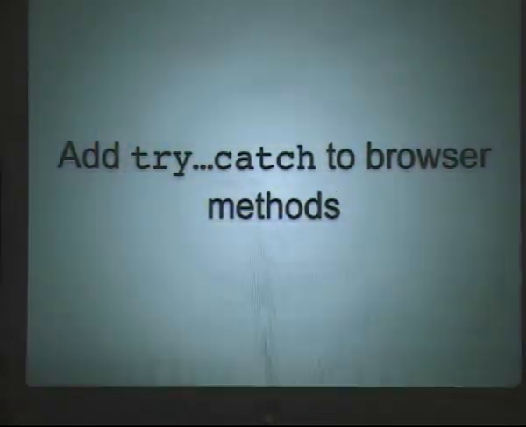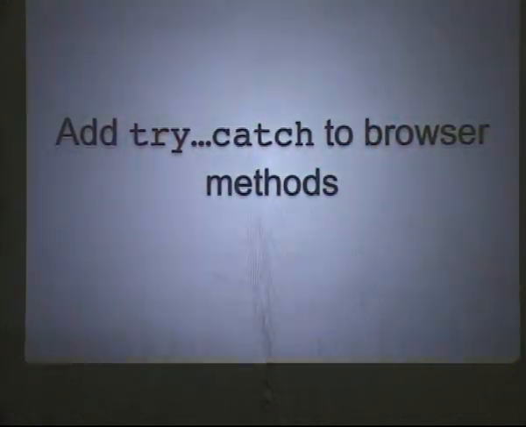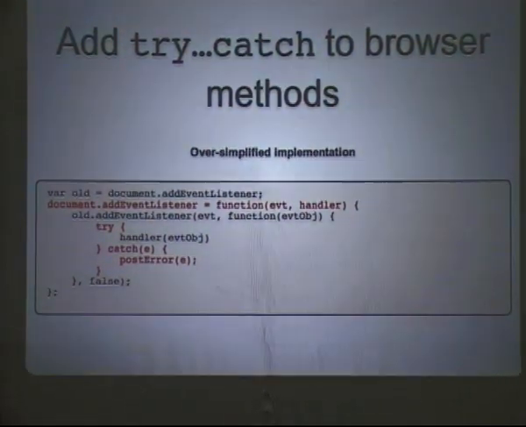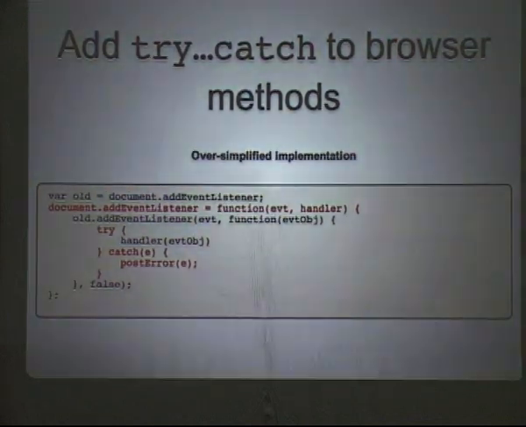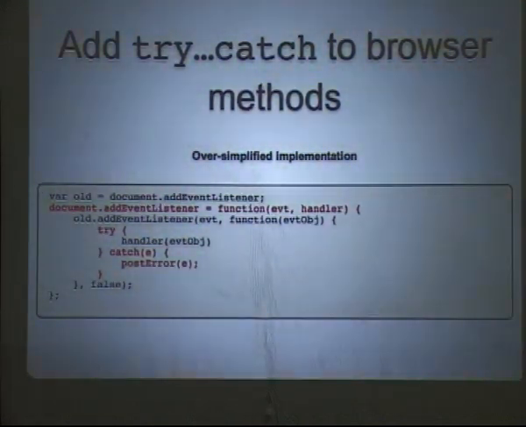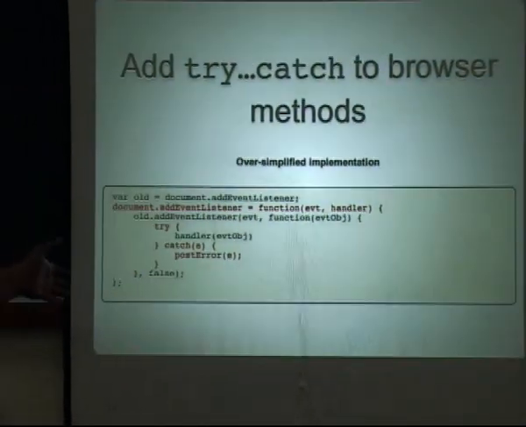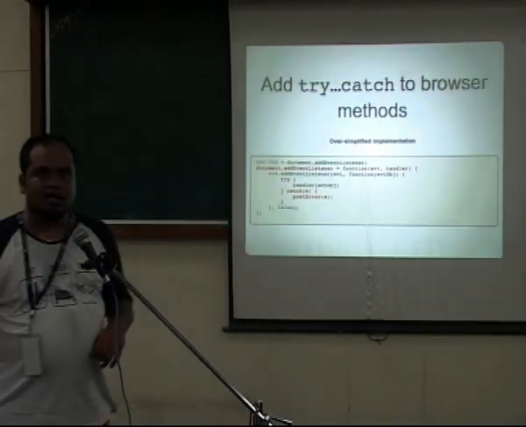This is a pure client-side solution where, rather than doing this to your code, they start playing with your runtime itself. They do things like this, and this is a very simplified implementation that I'm showing you here. They are overriding document.addEventListener itself, and every time you pass it a new handler, they wrap a try catch around that handler before they pass it on to the actual document.onError, right? Or document.addEventListener.